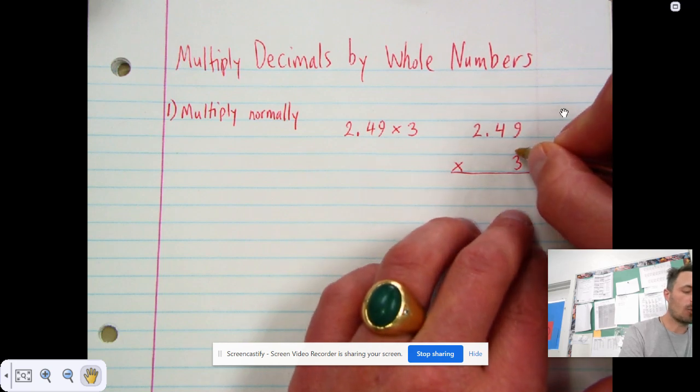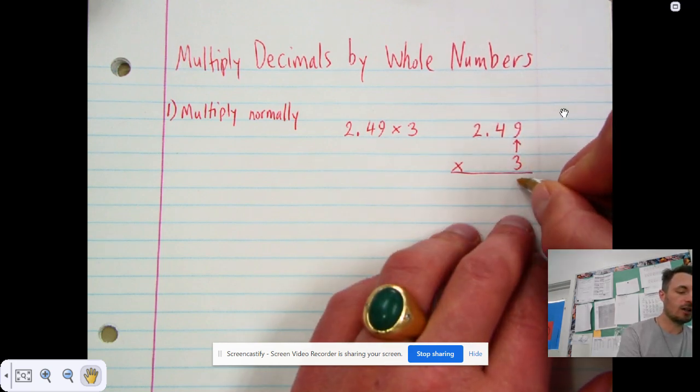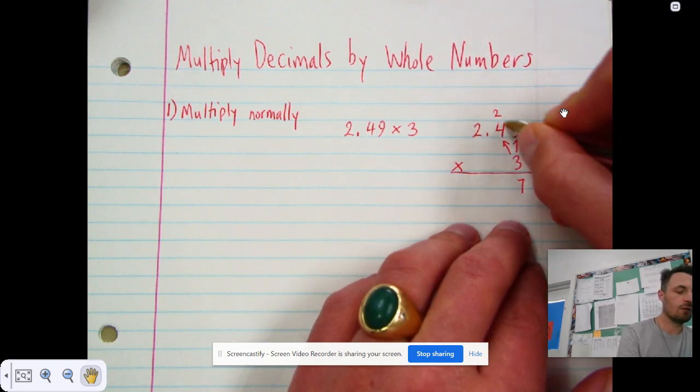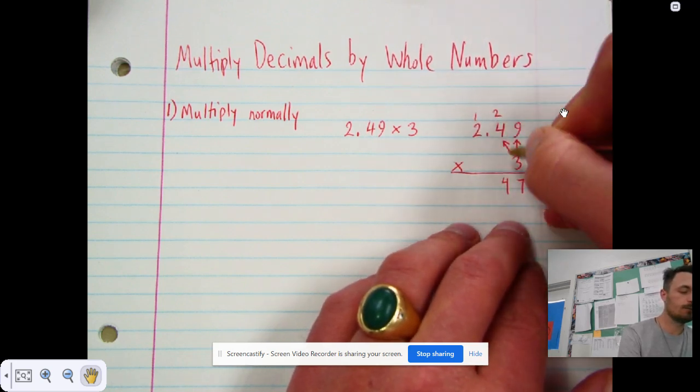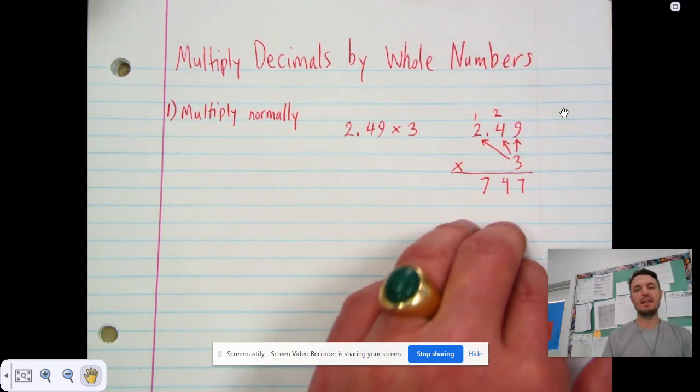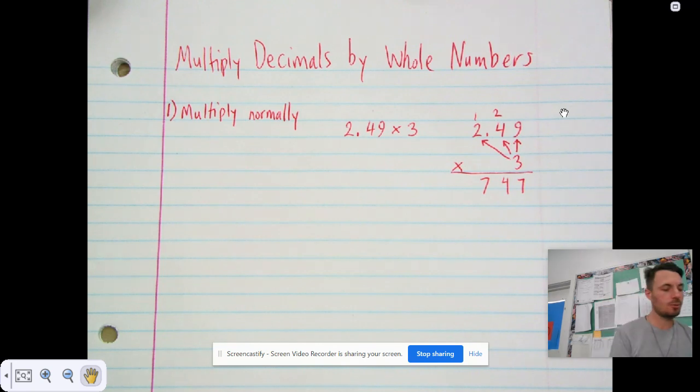So we start by multiplying the 3 times the 9, and we get 27. We carry the 2. Then we do 3 times 4. It's 12, plus 2 is 14. Then 3 times 2 is 6, plus 1 is 7. And here's where the decimal point comes into play.